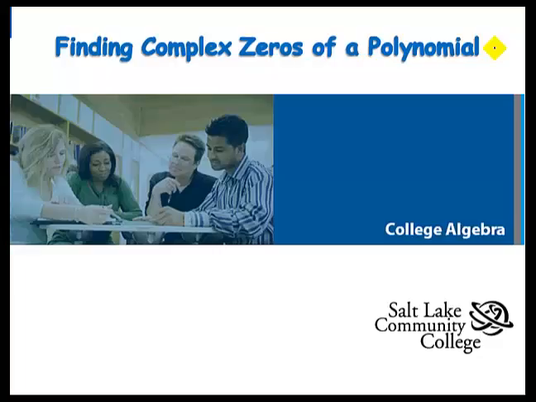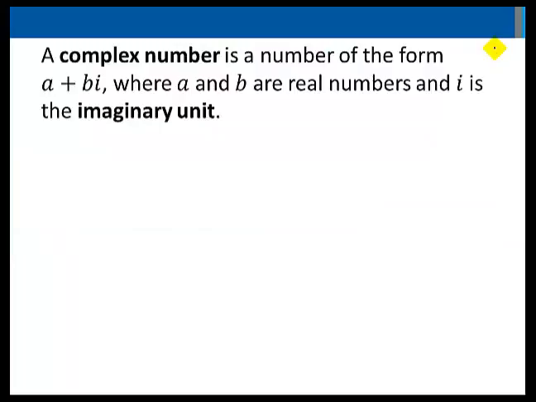In this lesson, we will find complex zeros of a polynomial and look at the fundamental theorem of algebra as well as the complex factorization theorem. A complex number is a number of the form a plus bi, where a and b are real numbers and i is the imaginary unit. Recall from previous math classes, i is equal to the square root of -1 and i squared equals -1.